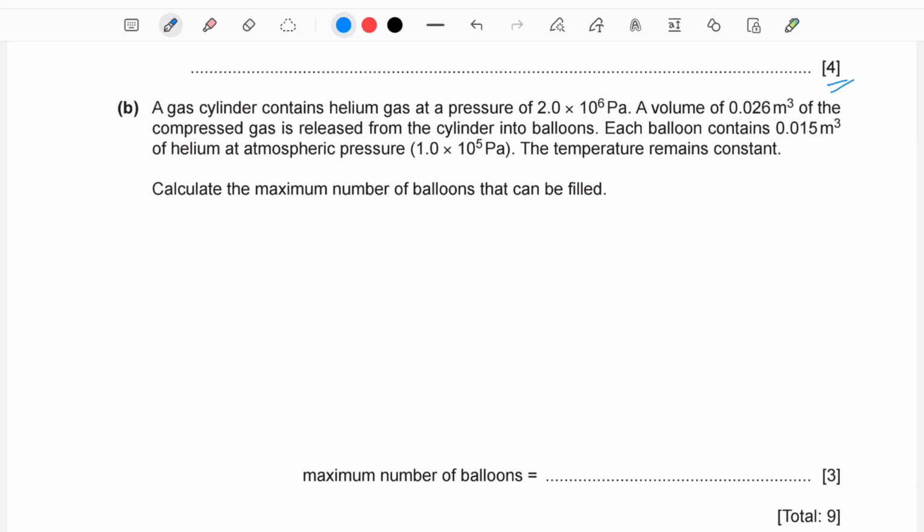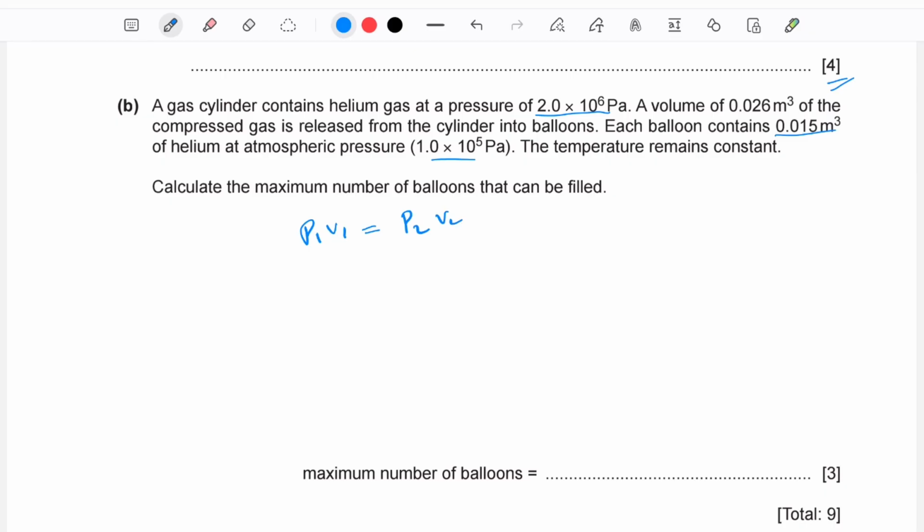So we know the volume of each balloon and the pressure. We are also given the pressure of the helium gas inside the cylinder and the volume of the gas that is being released into the balloons. So we can use P1 V1 is equal to P2 V2, and we are supposed to find the V2, and after finding the V2 we can work out the number of balloons.